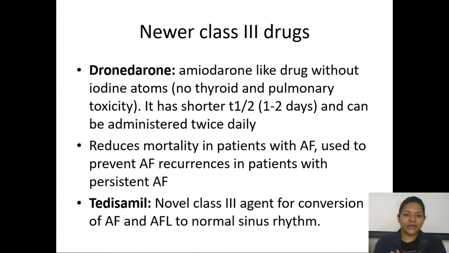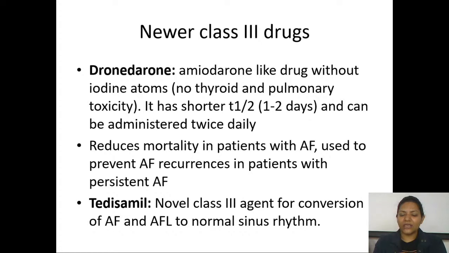Now, newer class 3 drugs. The first drug amongst the newer class 3 drugs is dronedarone. Dronedarone, as its name suggests, is an amiodarone-like drug. But the benefit of giving this drug is that, first of all, there will be no thyroid-related problem. Secondly, the pulmonary fibrosis, which was a fatal, prominent, progressive side effect of amiodarone, is not present with this drug, because it is without any iodine atoms. So as a result, these side effects are not present with dronedarone.